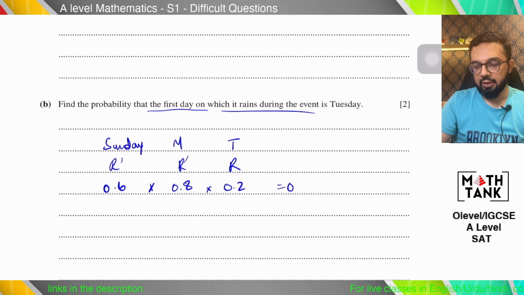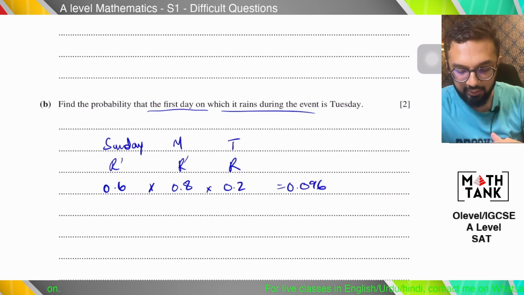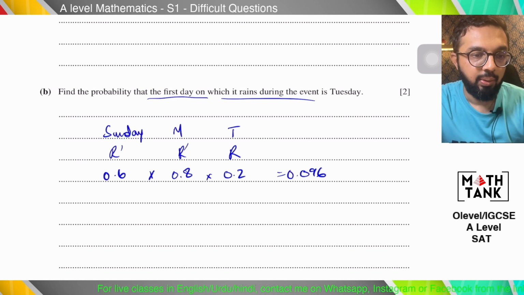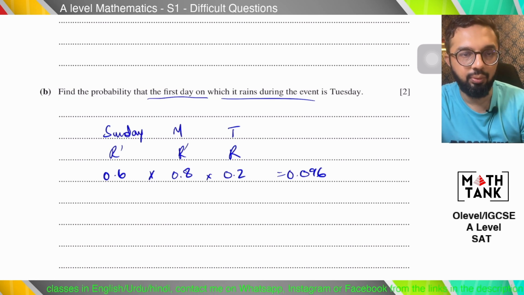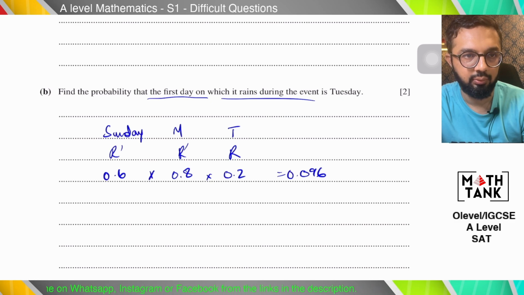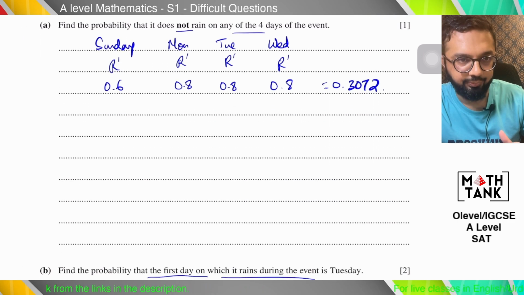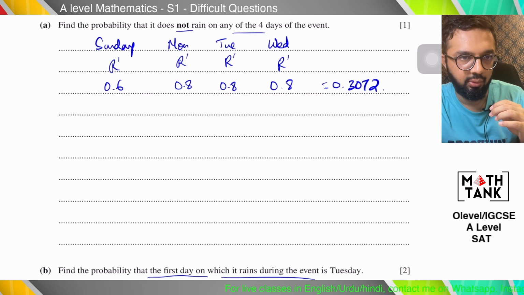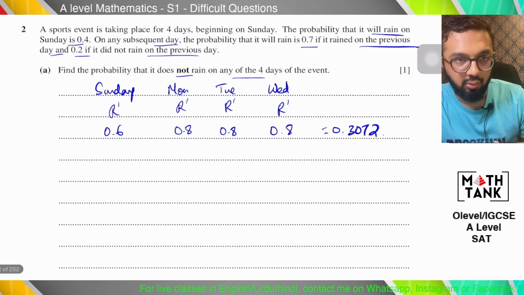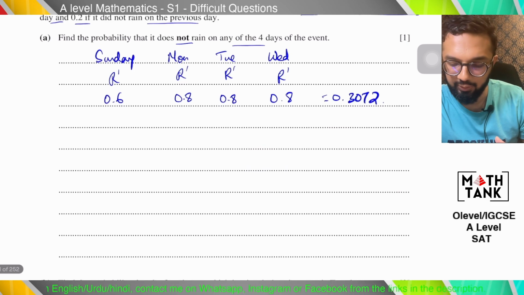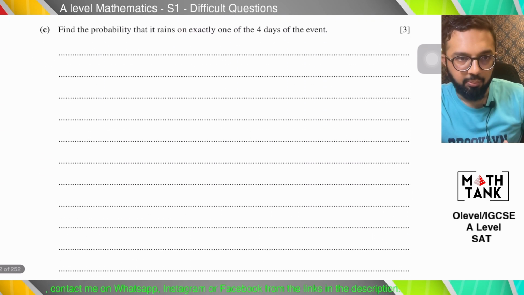0.096. We should also verify our answers simultaneously. I don't know what year this is. This is February, March, June. 23, 52. 2. 12 over 25, 0.096, and 0.3072. Okay. Part C.